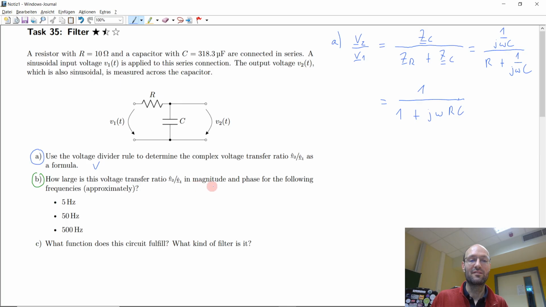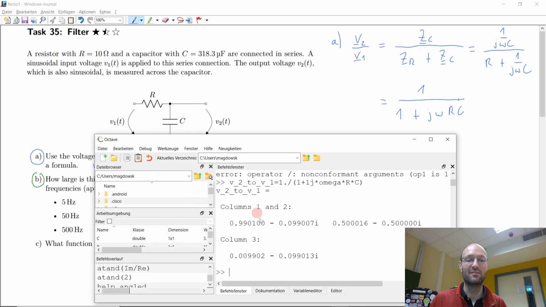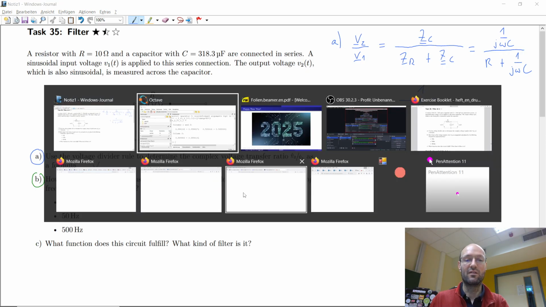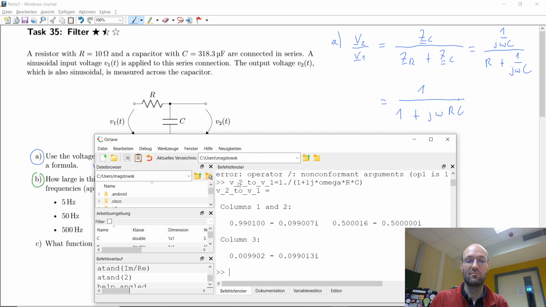What does the task suggest here? To display or to calculate this voltage transfer ratio not as real and imaginary part, what Octave just has done, but as magnitude and phase. So now we have our three values here for this voltage transfer ratio inside this variable. How can I get the magnitude of this?